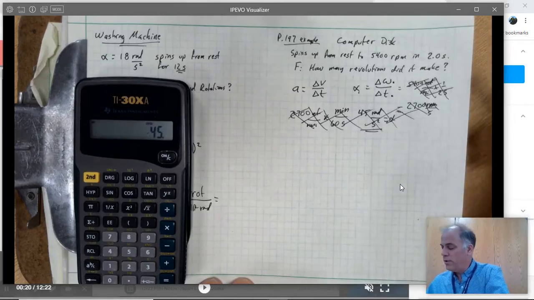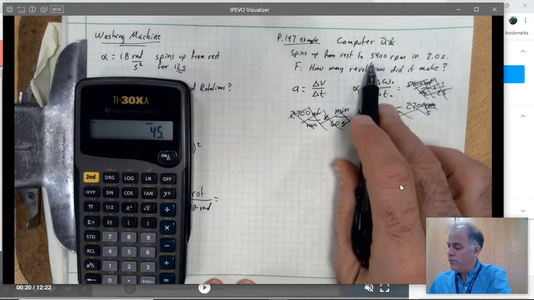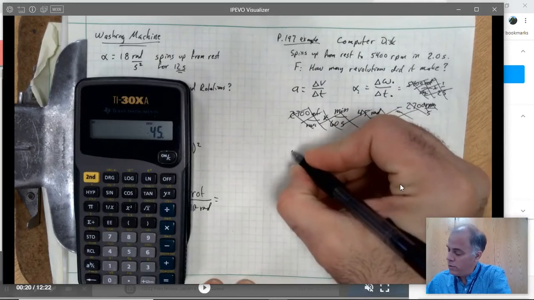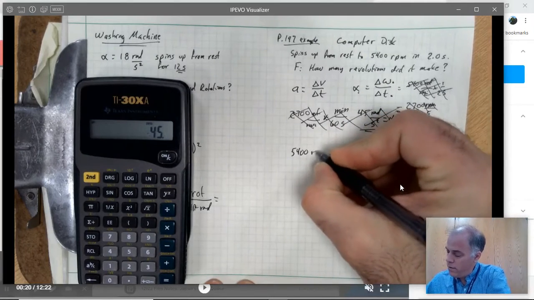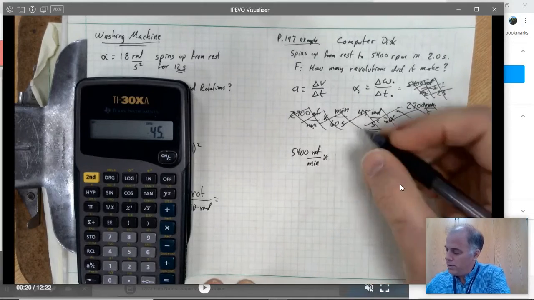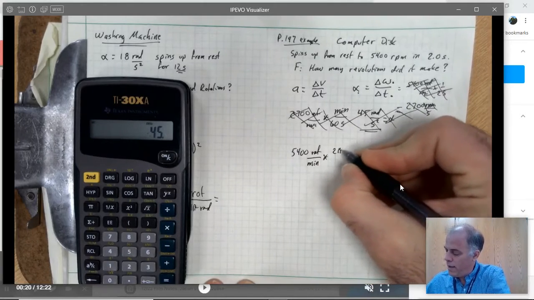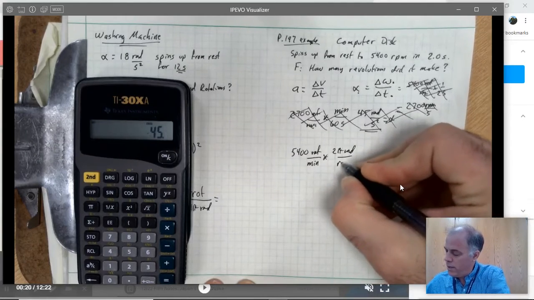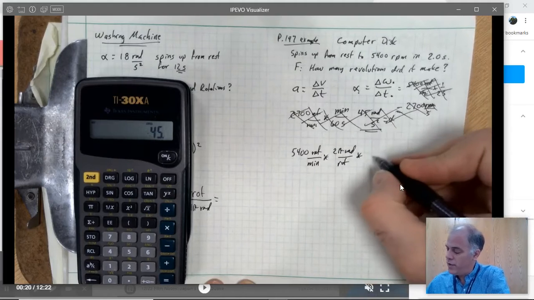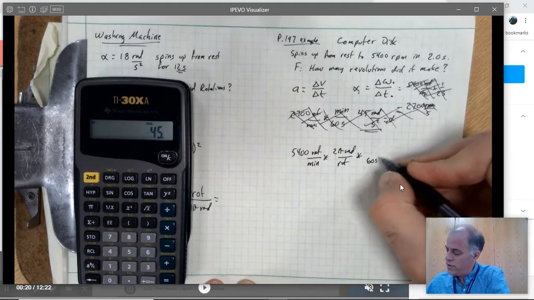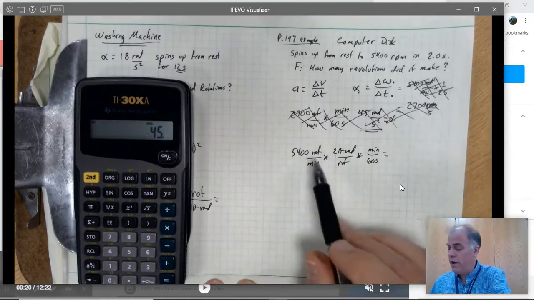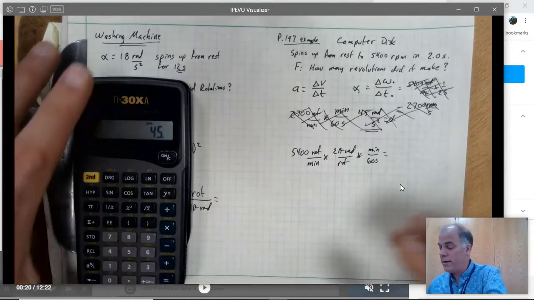So that's where we're going to go with this. Now, the first step here is to convert our 5,400 RPMs into radians per second. So 5,400 rotations per minute, and then we're going to multiply that by 2 pi radians per rotation. And then we also want to get away from minutes and into seconds. So we're going to do 60 seconds per minute. We're just doing a straight conversion from RPMs to radians per second here.